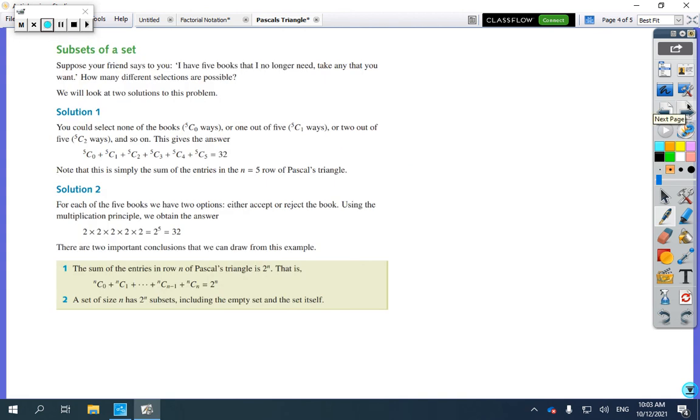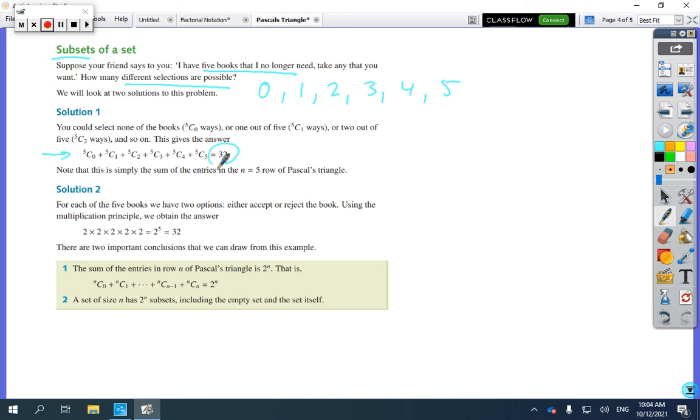Okay, so this is again just some interesting questions, where you can get subsets of a set. Subsets mean part of a set. So here's an example. You have 5 books that you no longer need, and how many selections are possible? You can take none of them, 1 of them, 2, 3, 4, or 5 of them. You don't have to take any, or you could take all 5. Well, that's just an application of Pascal's triangle on the 5th line. So you just add those numbers up.